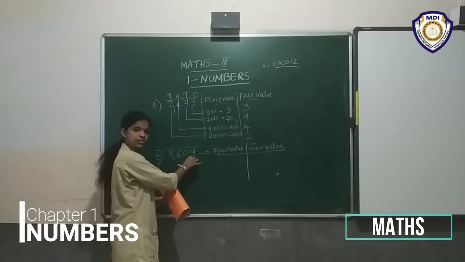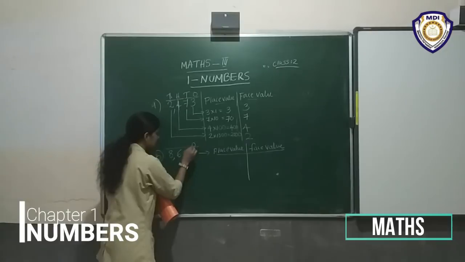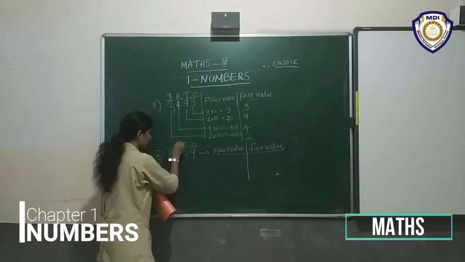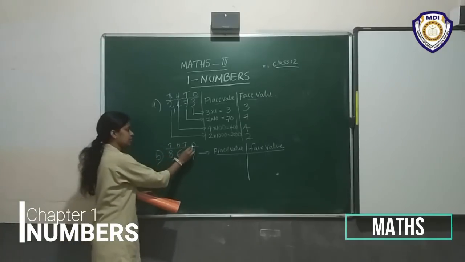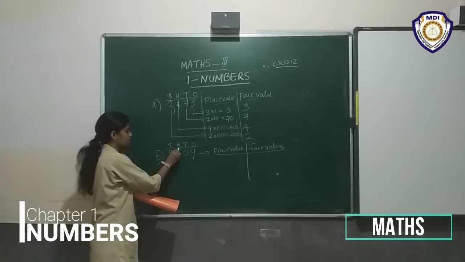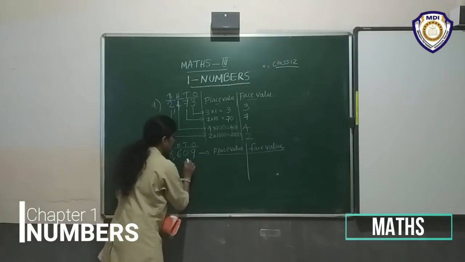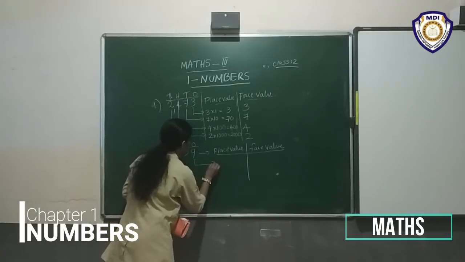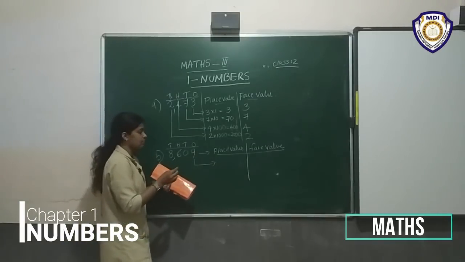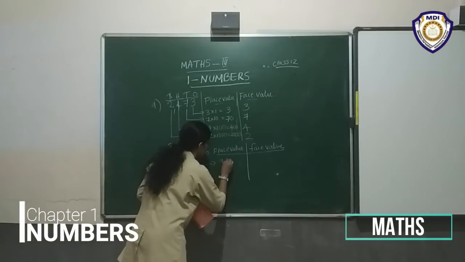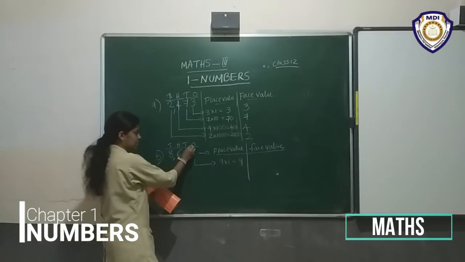Do you write? Did you finish? Okay. Ones, tens, hundreds, thousand. Okay, listen here. 9 is in the ones place. 9 into 1, 9.